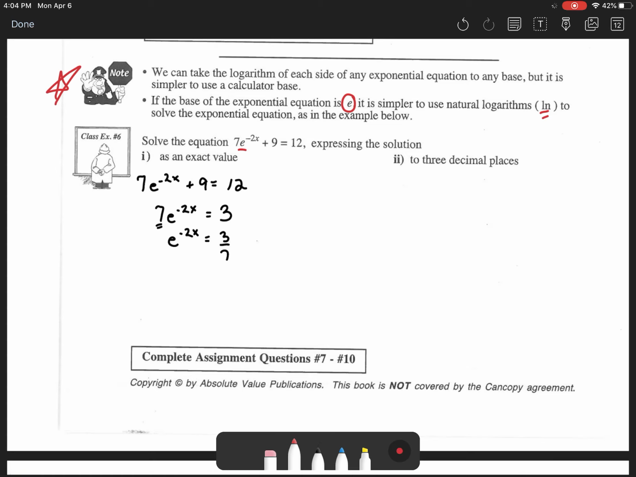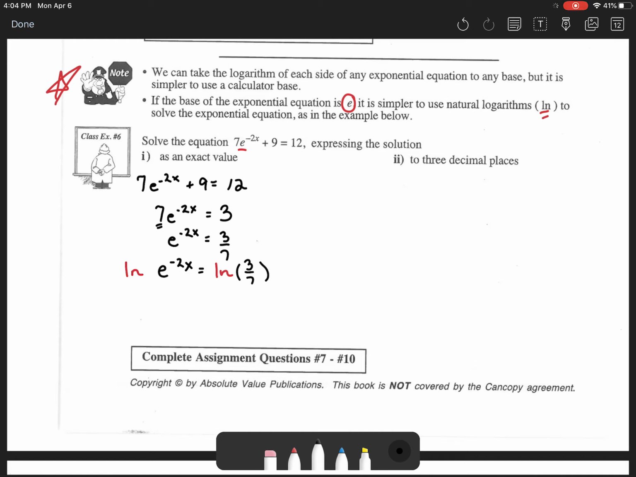Now, just like I did with the other questions, what did I do? I took the common log of both sides. So this time I'm going to take the natural log of both sides. So I'm going to go with the natural log of e to the exponent of negative 2x equals, and then take the natural log of that side. So the natural log of 3 over 7, like so.